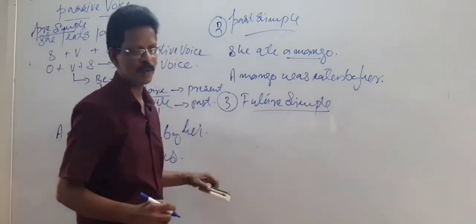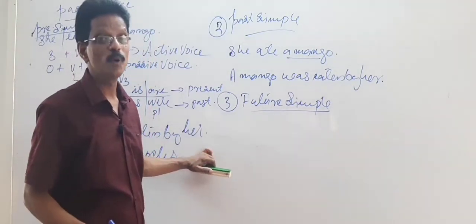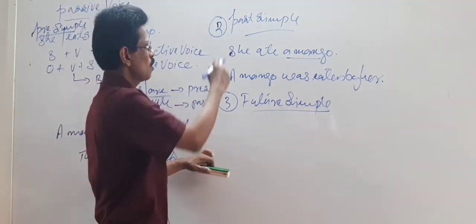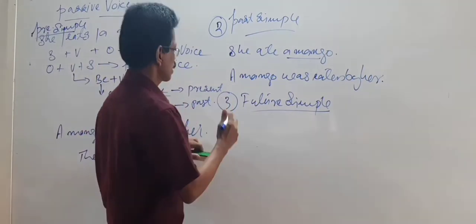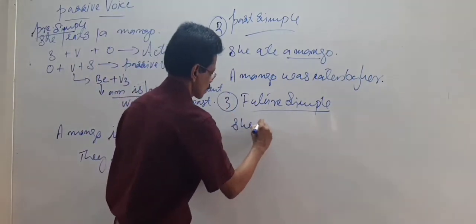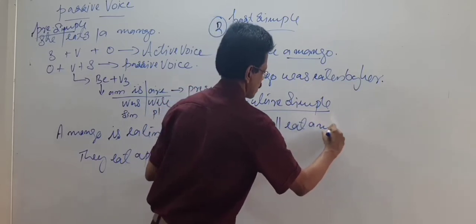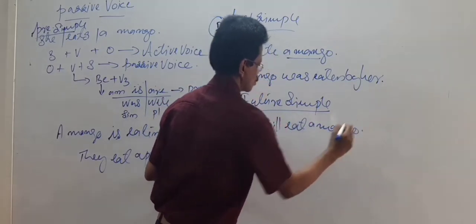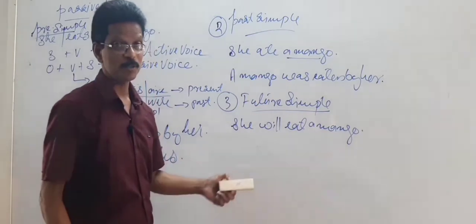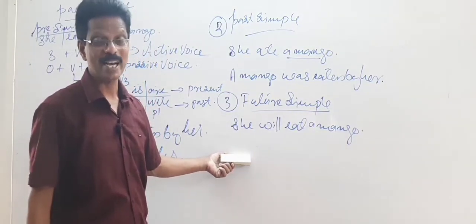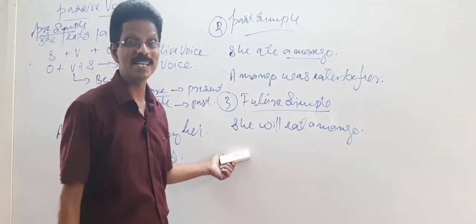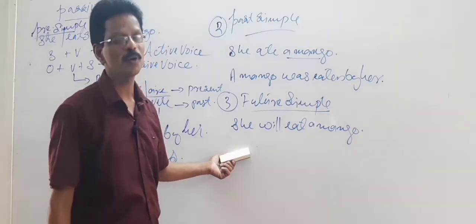Future simple, you know, future: shall or will plus V1. So, she eats a mango. She will eat a mango. First person shall, second and third persons will. That is the structure of the future simple.